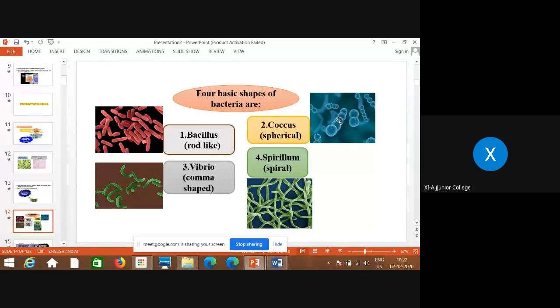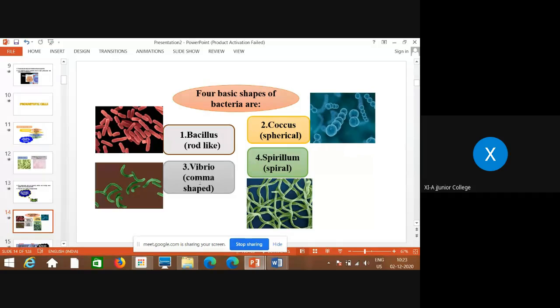Coccus means spherical shaped or rounded structures. Bacteria, when they are spherical in shape, are called cocci. Coccus is the singular, cocci is the plural. Now you can see here the chain of spherical shaped bacteria, like streptobacilli, they are streptococci. When they are in groups, they are called staphylococci. So coccus is singular, that is the spherical shaped bacterium.